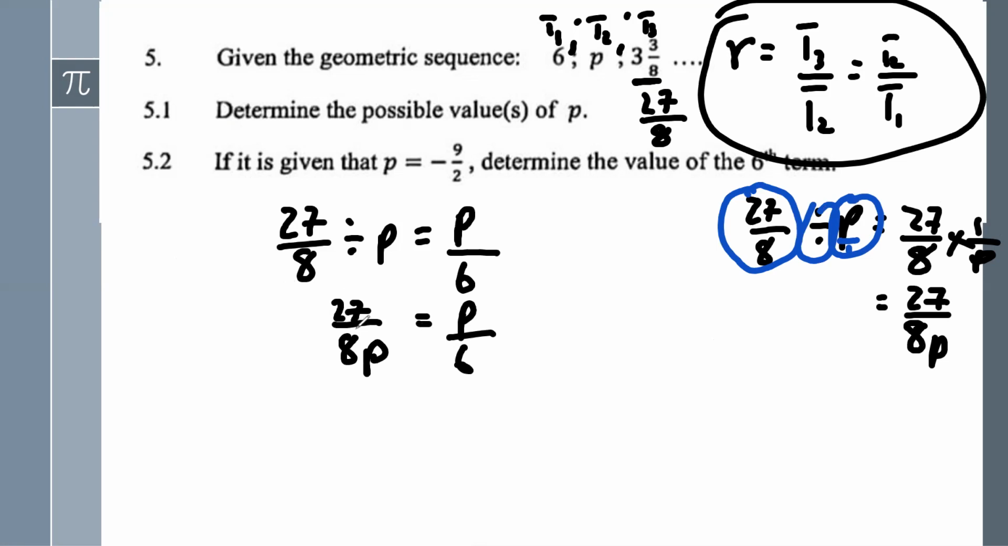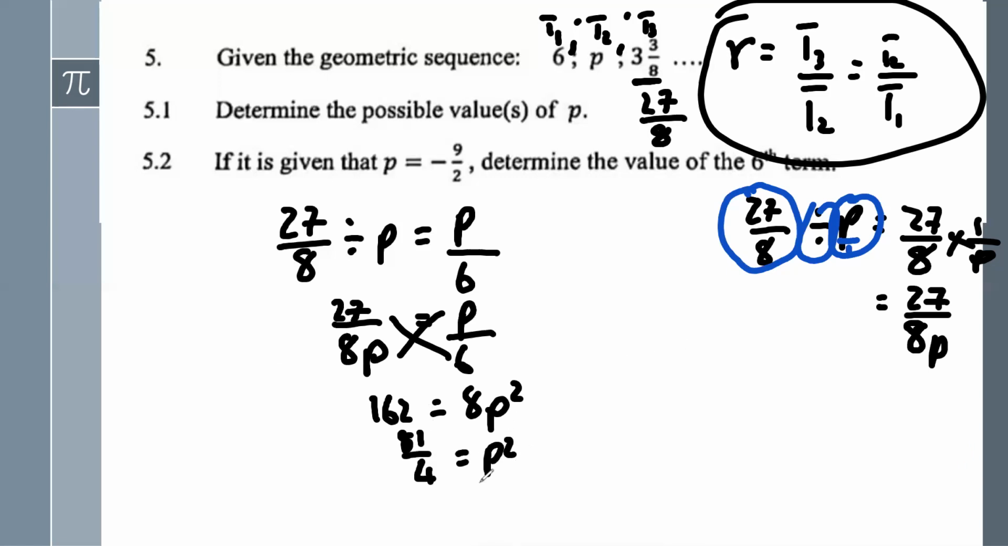The next step is to cross multiply. If we cross multiply here, take note, I will have 8P squared here, and I'll have 27 times 6. If you are that good in multiples, of course, then you will know it's 162, and then you divide by 8 both sides, and that will give you 81 over 4, and this is P squared.